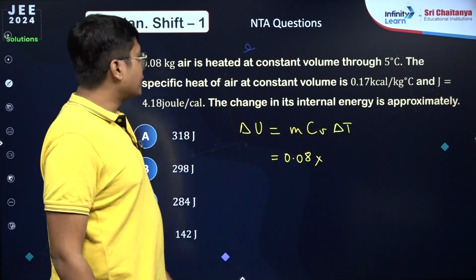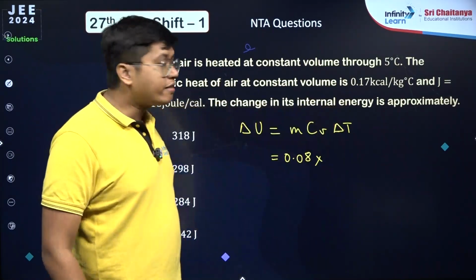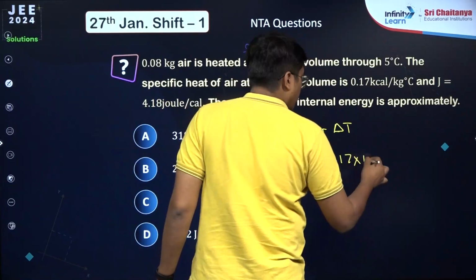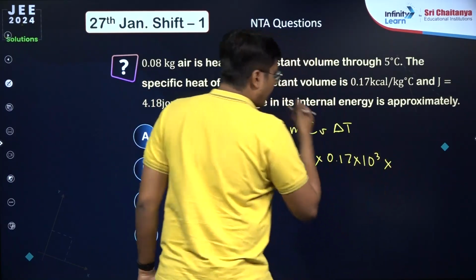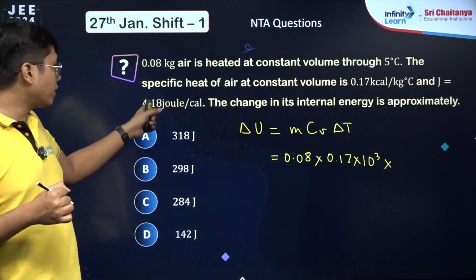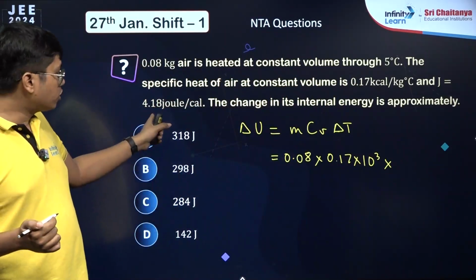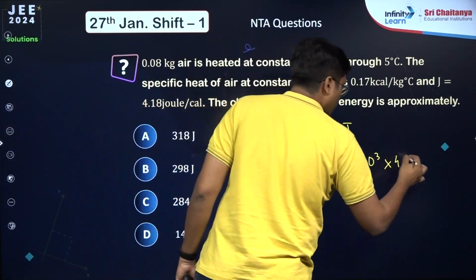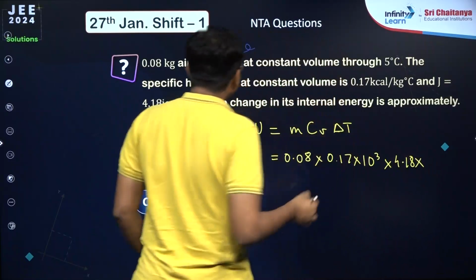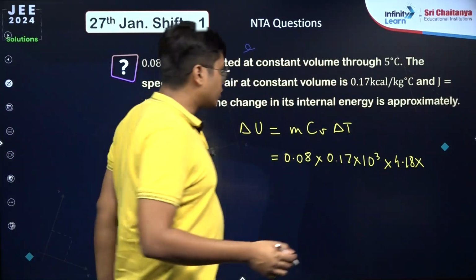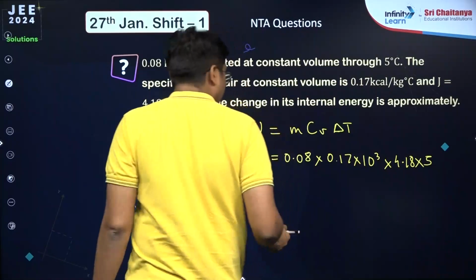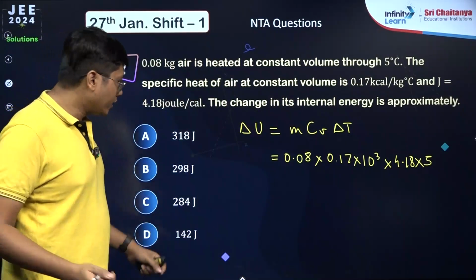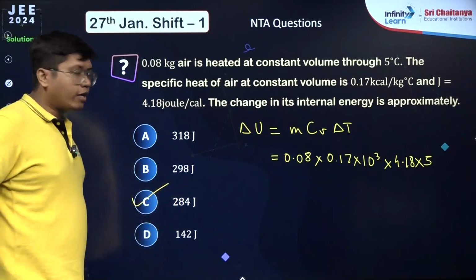C_V, specific heat capacity at constant volume, is 0.17 kilocalories. So 0.17 into 10 to the power 3. This is given in calorie, and you want the final answer in joule, so you also multiply the conversion, that is 4.18. And the change in temperature is 5 degrees Celsius. I'm not going through the entire calculation here. If you calculate, you will eventually arrive at 284 joules.